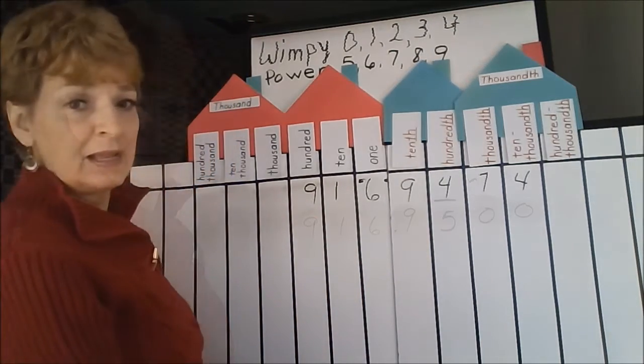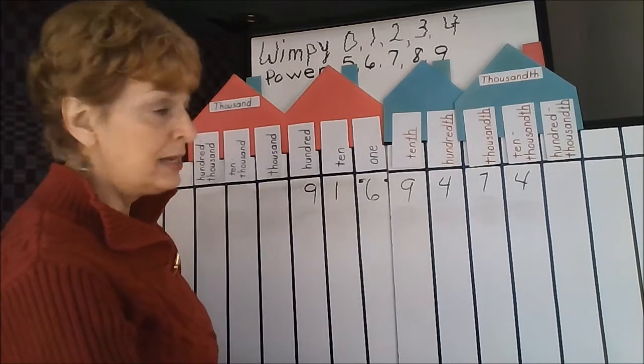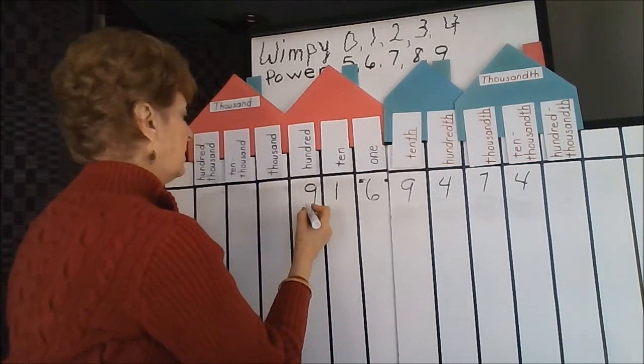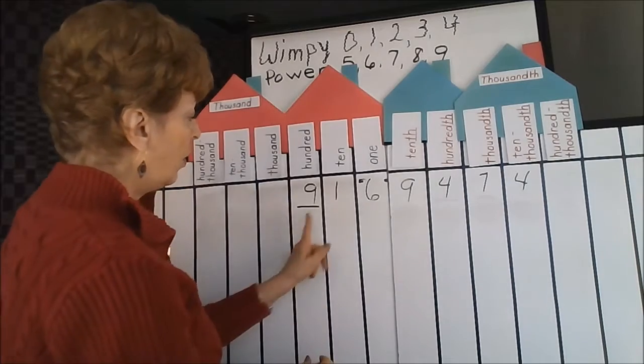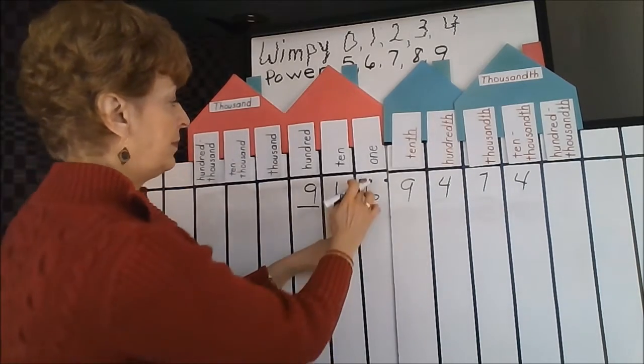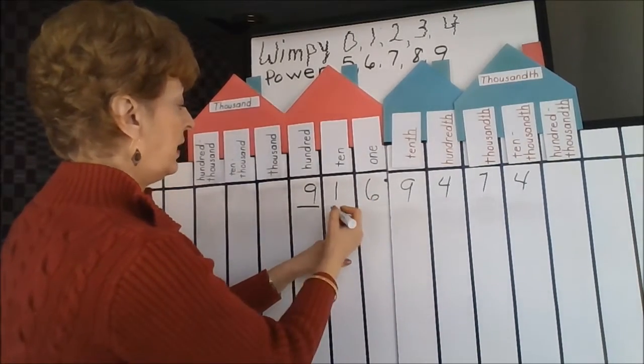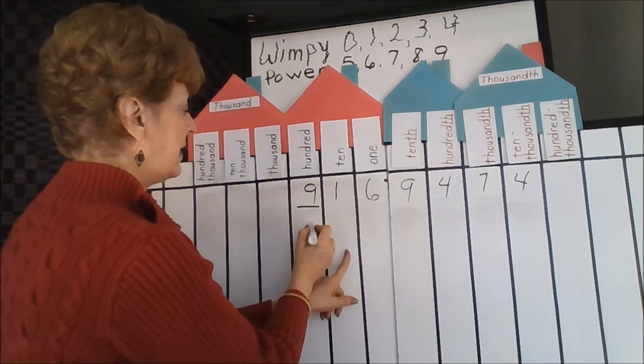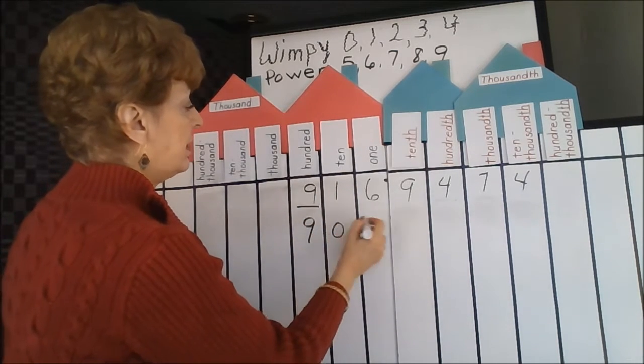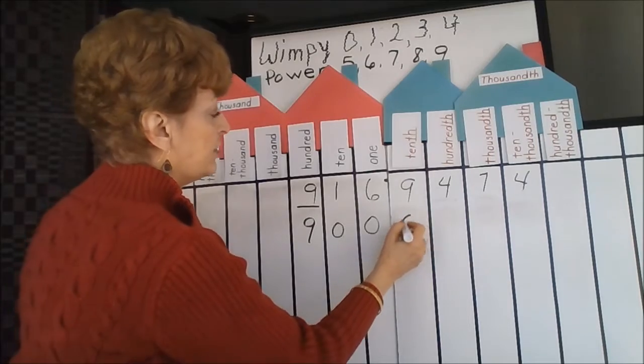If we were rounding to the nearest 100, you would find the hundreds column. 1 is a wimpy number, so it makes the 9 stay a 9, and everything else gets copied. Don't forget your decimal point.